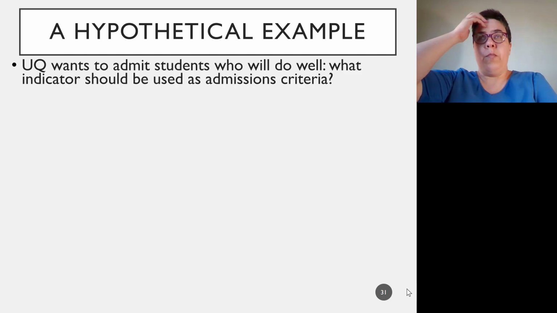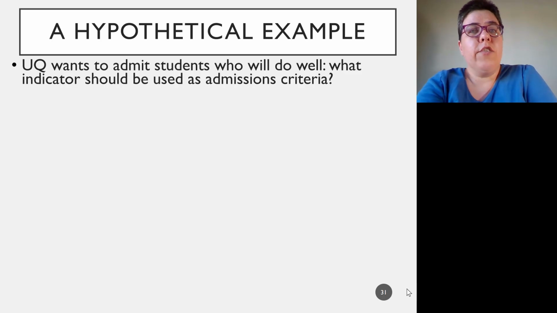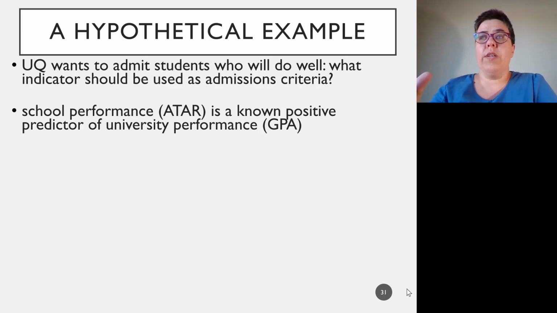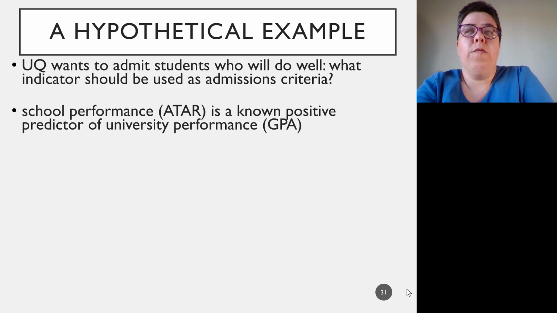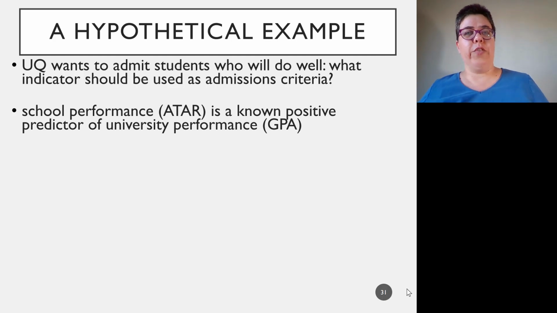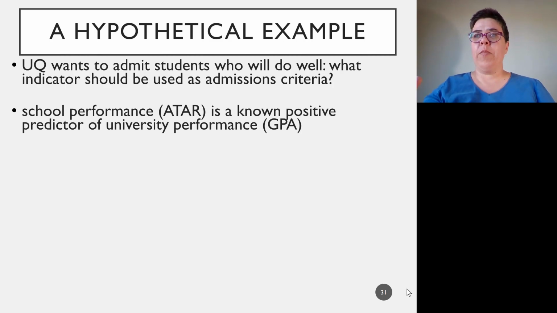So imagine that UQ is interested in admitting students that are going to do well, and therefore they wonder how important is ATAR, the school performance marker, which is known to be a positive predictor of university performance, that is GPA. Now, of course, you guys would have come through under OP, but I changed everything from OP to ATAR because ATAR is the 2021 and onward high school criteria.